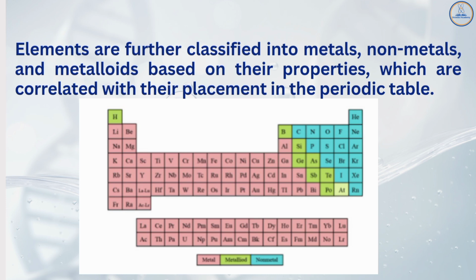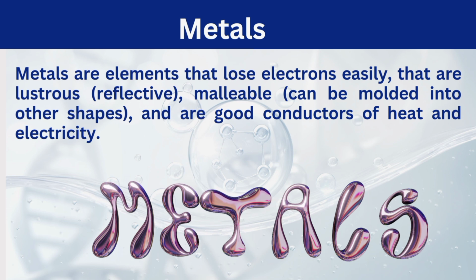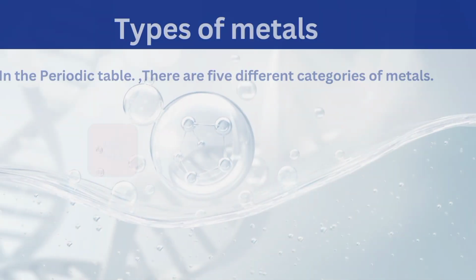Now, the pink part of this periodic table shows the metals, the light green section shows the metalloids, while the green section of this periodic table shows where the non-metals are. So we start with metals. Metals are elements that lose electrons easily. They are lustrous, malleable, and can be molded into different shapes, like the kind of metals here that is shaped to write the metals in this video.